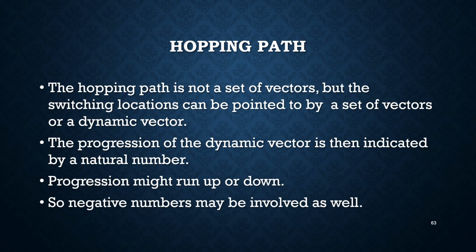The hopping path is not a set of vectors, but the switching locations can be pointed to by a set of vectors or a dynamic vector. The progression of the dynamic vector is then indicated by a natural number. Progression might run up or down. So negative numbers may be involved as well.